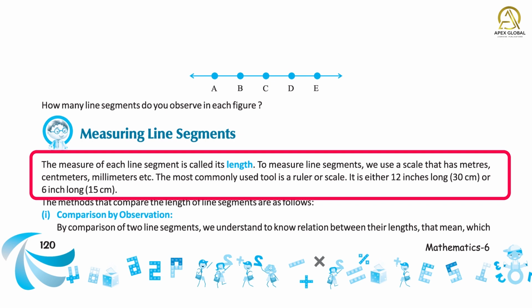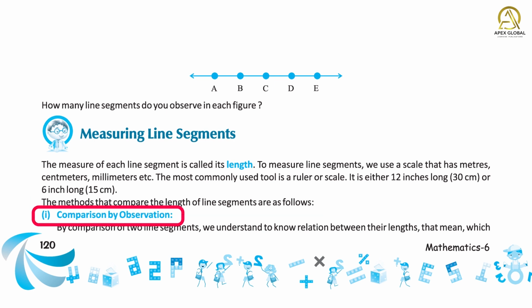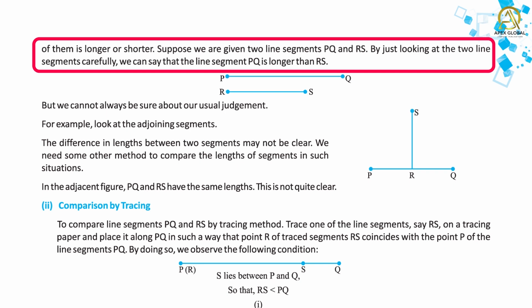It is either 12 inches long, 30 centimeters, or 6 inches long, 15 centimeters. The methods that compare the length of line segments are as follows. First, comparison by observation. By comparison of two line segments, we want to know the relation between their lengths, that means which of them is longer or shorter.